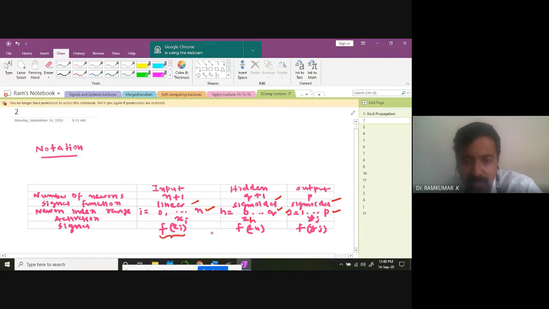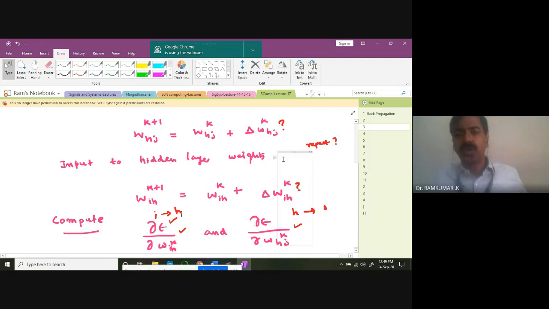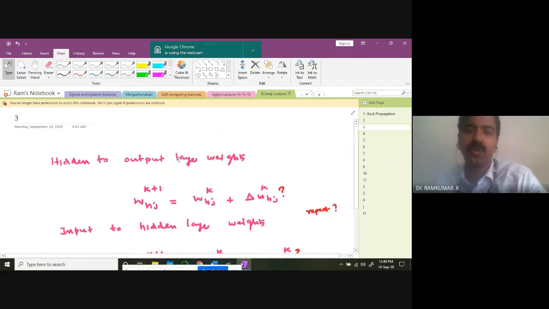The signals are f of xi, f of zh, f of yj, which are nothing but linear here, sigmoidal here, sigmoidal here. Okay. So then we proceeded to find out the two important updations. One is the dou E by dou w_ih^k, another one is dou E by dou w_hj^k. This is between hidden and the output neuron. This is between the input and the hidden neuron, the weights, based on the error. Okay. So you need to compute this kind of updated weights. Okay, that's what we wanted to perform.